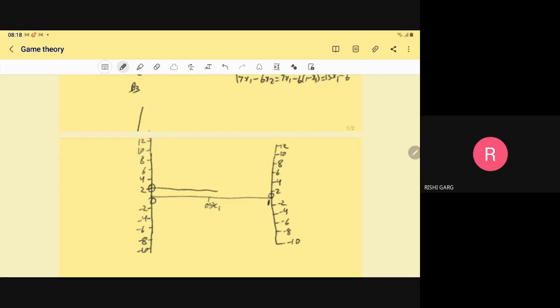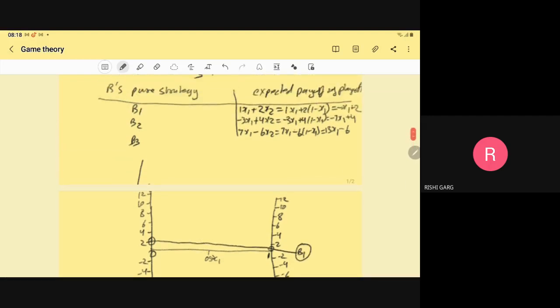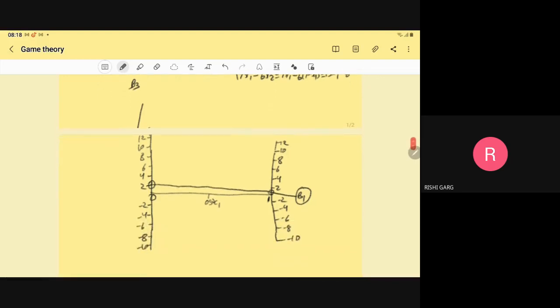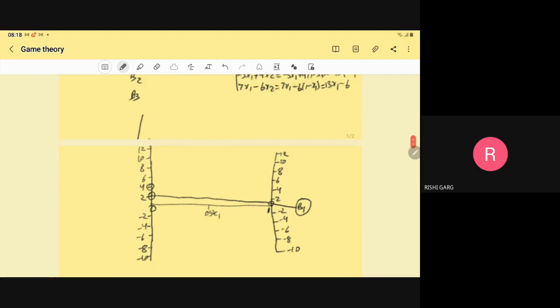So this is the line of the first expected payoff corresponding to b1. Then we have minus 7x1 plus 4. When x1 is equal to 0, it will be 4. When x1 is equal to 1, it will become minus 3. So here we have the line of expected payoff corresponding to b2.